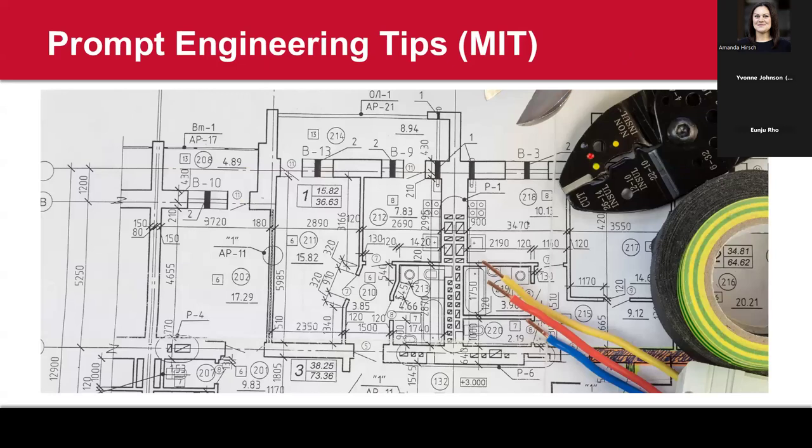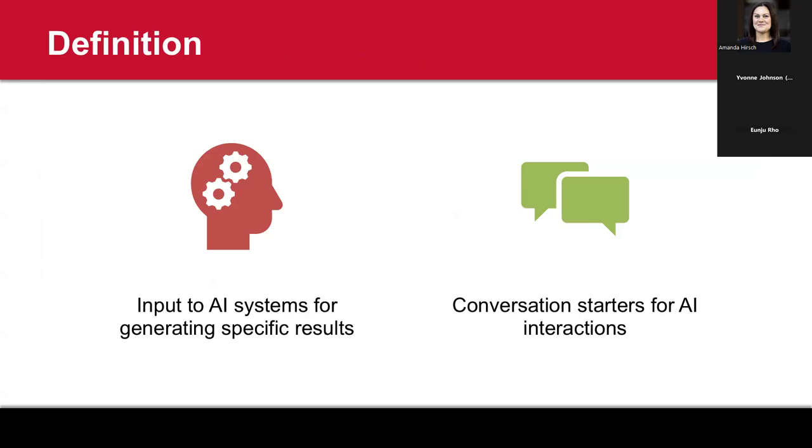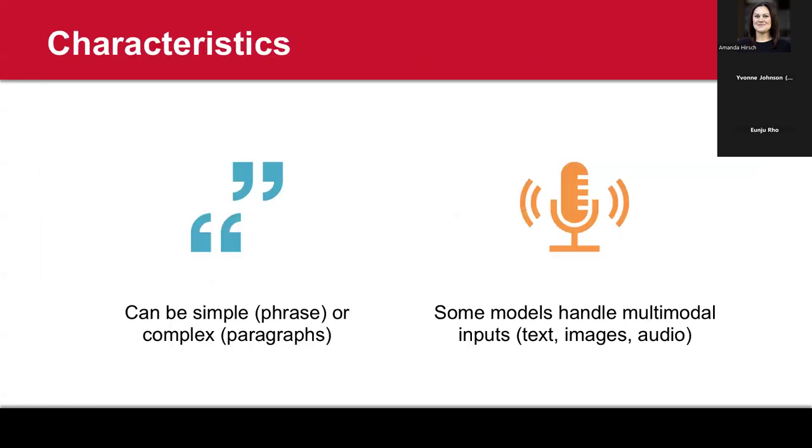All right, so let's talk about some prompt engineering tips. And these I've summarized from MIT. I'll send you a link to their full page. But prompt engineering is input to AI systems for generating specific results, or conversation starters for AI interactions, in other words. So this is the prompts that we put into whatever the search bar is to get results from generative AI. It can be simple, a phrase, it can be complex, multiple paragraphs long.